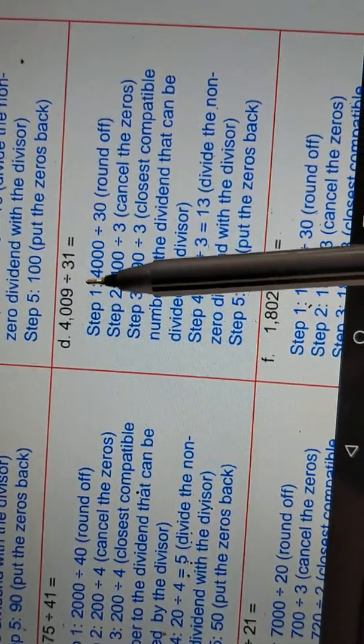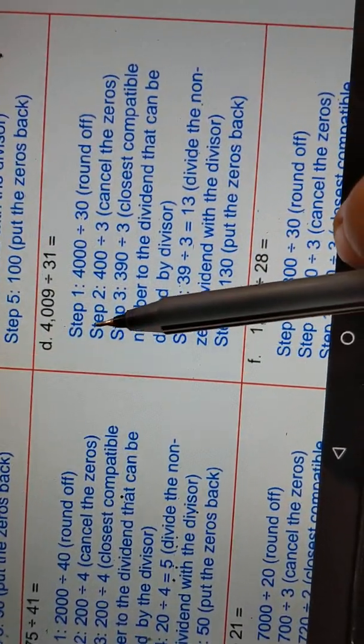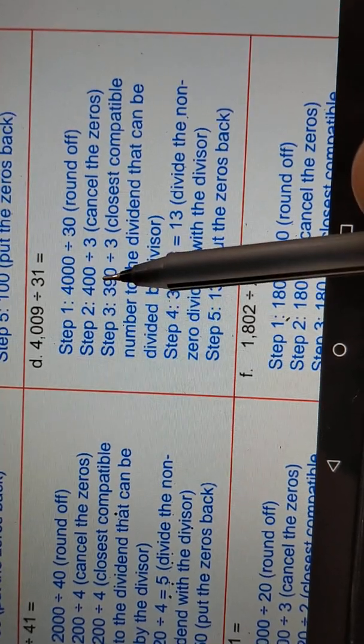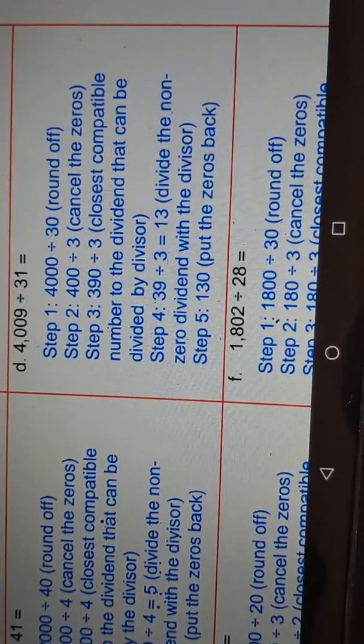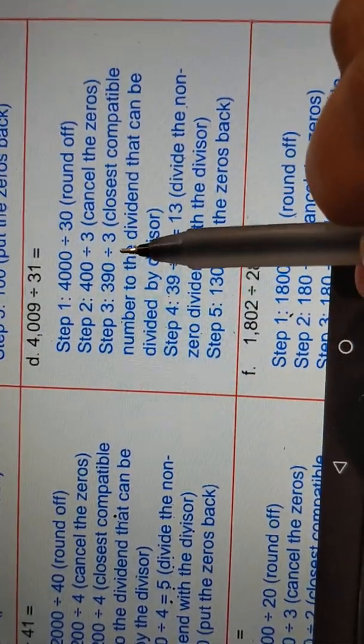Now question number 4th. That 4009 divided by 31. So in that step number 1 is we have to do the round off, 4000 divided by 30. We will cancel the 0. So step number 2 is 400 divided by 3. Step number 3, 390 divided by 3. Closest compatible numbers to the dividend that can be divided by the divisor. हमें closest number find करना है जो easily हम divide कर सके divisor के साथ.